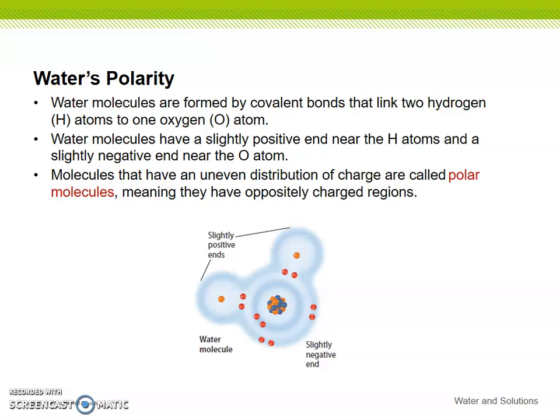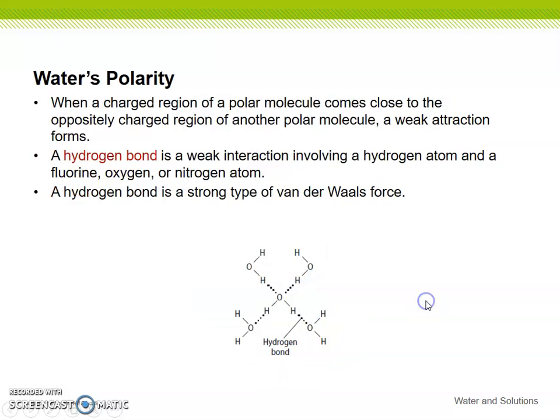So the hydrogen atoms have a slightly positive charge. They don't have as much of the electrons. The electrons are further away from them. And the oxygen has a slightly negative charge. Molecules that have an uneven distribution of charge are called polar molecules, meaning they have oppositely charged regions. So here, at this end and this end, where the hydrogen atoms are, is slightly positive. Over here, the other side, where the oxygen is, is slightly negative.